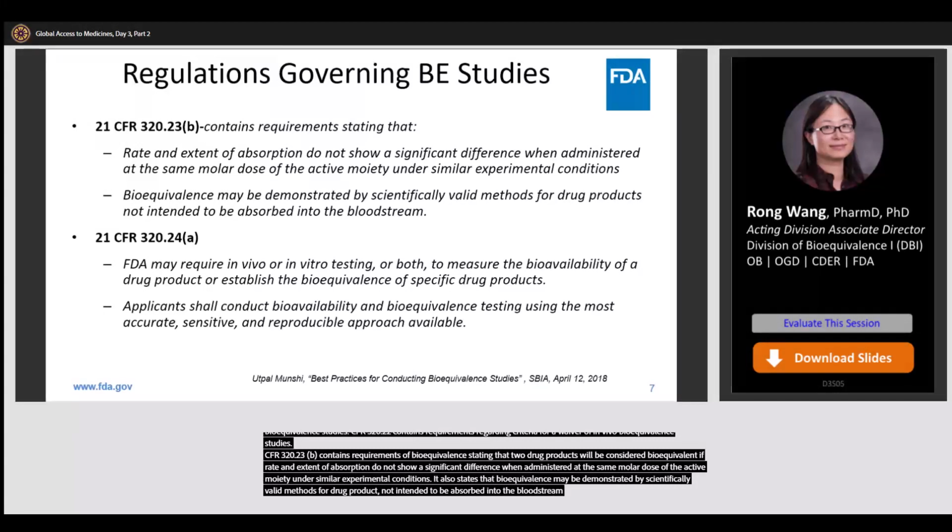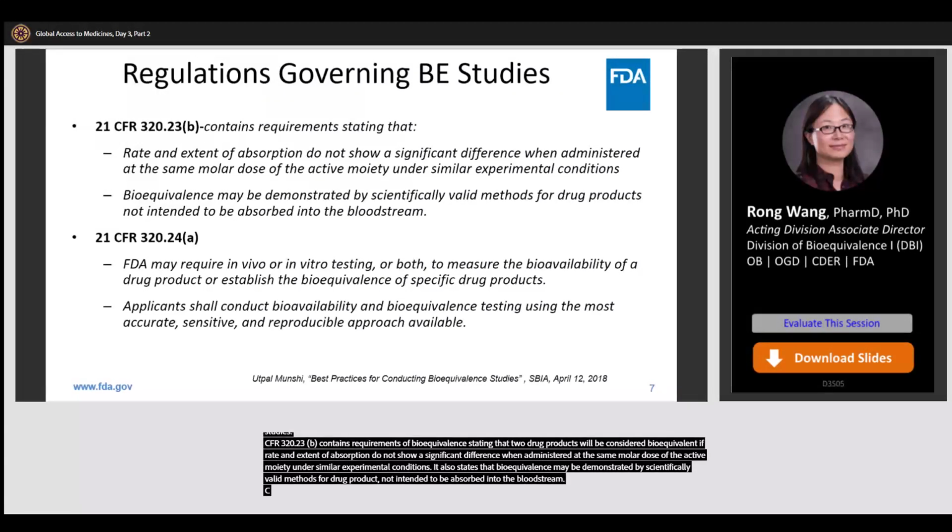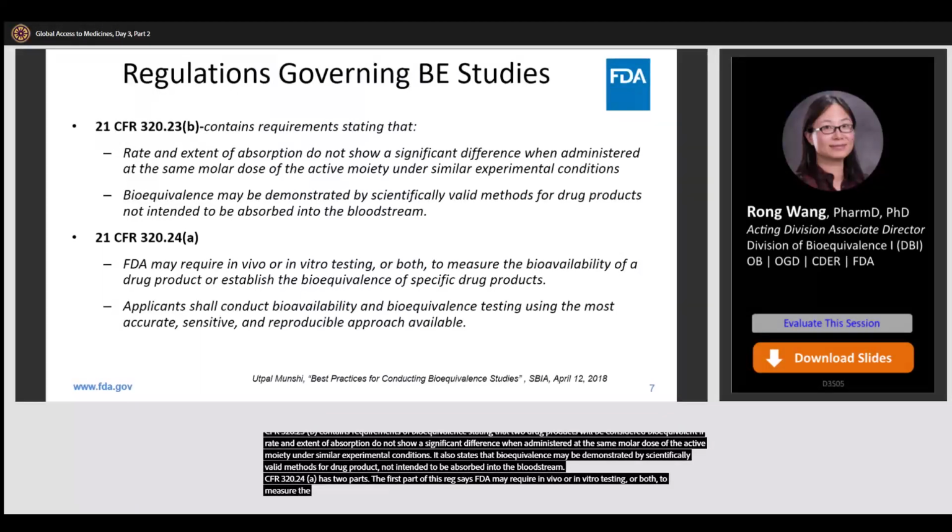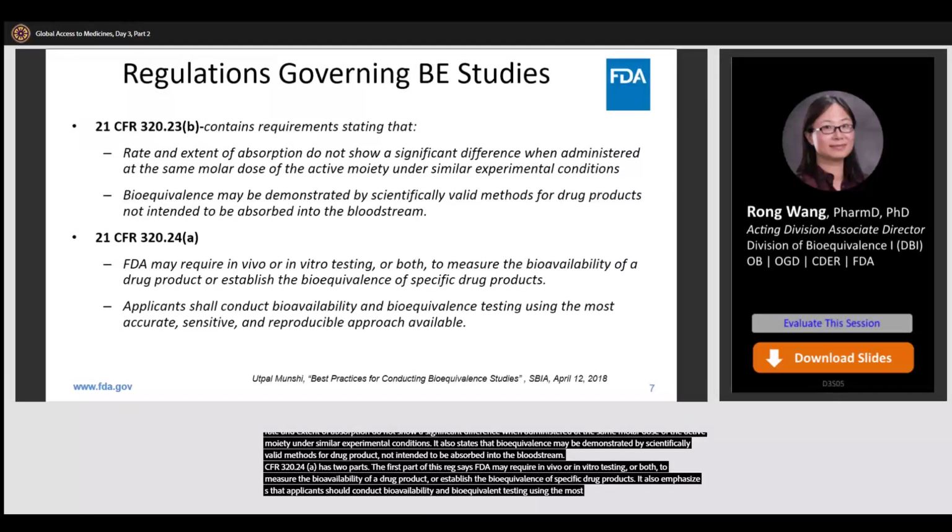21 CFR 320.24(a) has two parts. The first part of this regulation says FDA may require in vivo or in vitro testing, or both, to measure the bioavailability of a drug product or establish the bioequivalence of specific drug products. It also emphasizes that applicants should conduct bioavailability and bioequivalence testing using the most accurate, sensitive, and reproducible approach available.